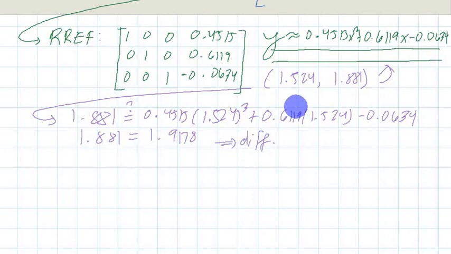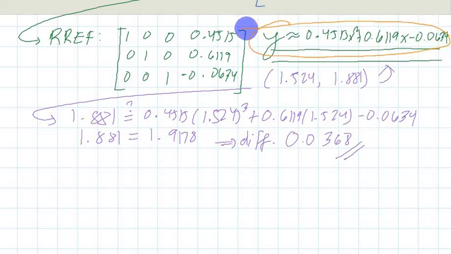They have a difference of 0.0368. Now, this difference might be significant or insignificant, depending on the context. However, as we can see, the polynomial that we have formed does not conform with the data of Mars.